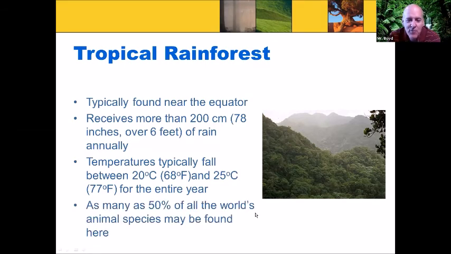50% of the world's animal species can be found in the tropical rainforest. You can imagine that huge biodiversity in the tropical rainforest. And when we get to biodiversity, we'll talk about that more.